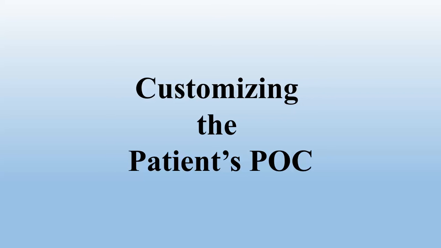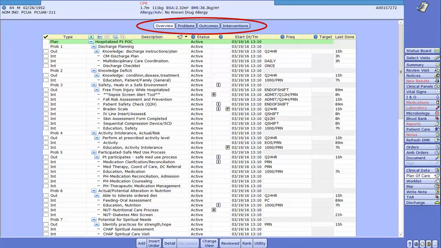Customizing the patient's plan of care. The buttons above the plan of care table allow you to restrict the view to the different components of a plan of care. The overview page displays all components, including the problems, outcomes, and interventions. Add and Insert Under buttons under the plan of care table are for adding problems, intervention sets, and individual interventions.